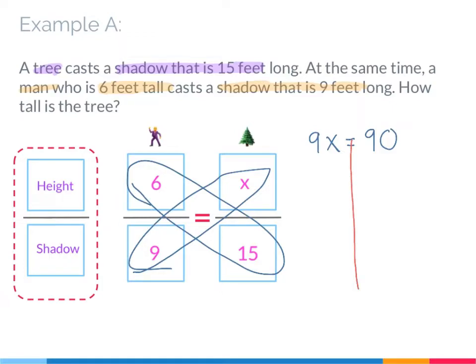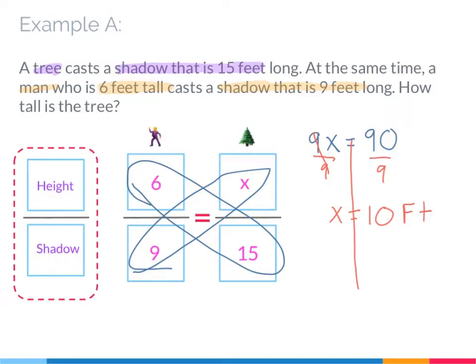Then whatever I do to one side of the equation, I have to do to the other. The opposite of multiplication is division, so I'm going to divide both sides by 9. 9 divided by 9 is 1, or 1x, and 90 divided by 9 is 10. So x equals 10. However, this is a word problem, so I need a word answer. Since we're talking about height and we've been talking about feet the whole time, x equals 10 feet. So this tells me that the tree is 10 feet tall.